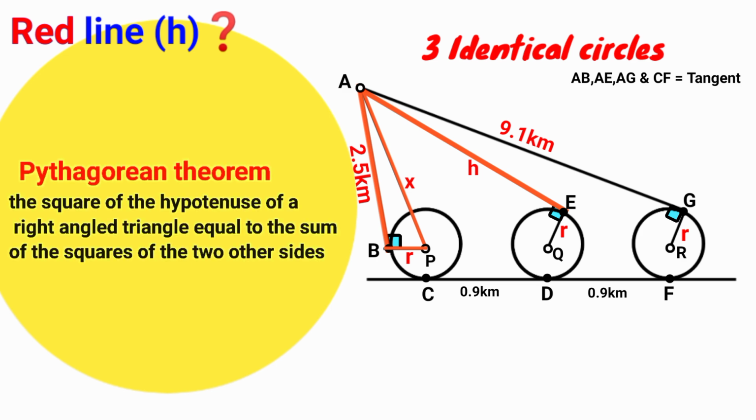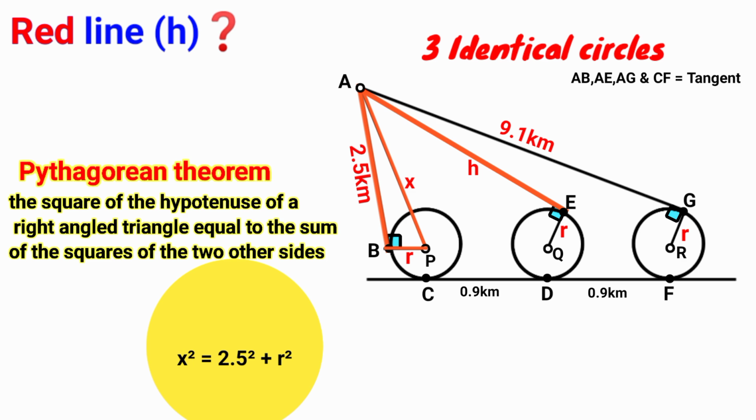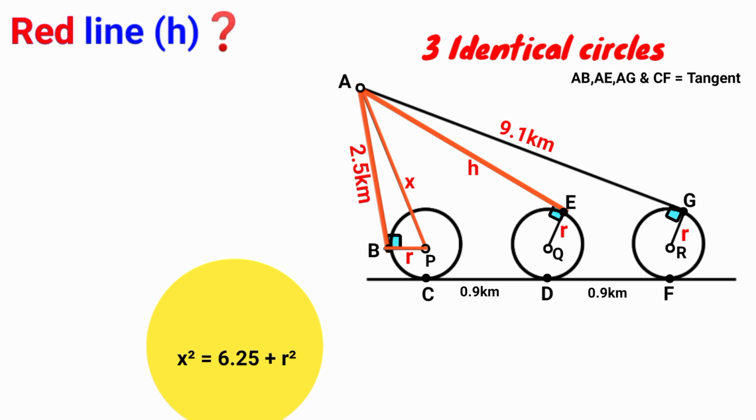We use the Pythagorean theorem, which states that the square of the length of the hypotenuse of a right angle triangle is equal to the sum of the squares of the lengths of the two other sides. The hypotenuse is the side facing the right angle, which is this here. So by Pythagoras, x squared equals 2.5 squared plus r squared. 2.5 squared is 6.25. So x squared equals 6.25 plus r squared. We keep this equation aside.